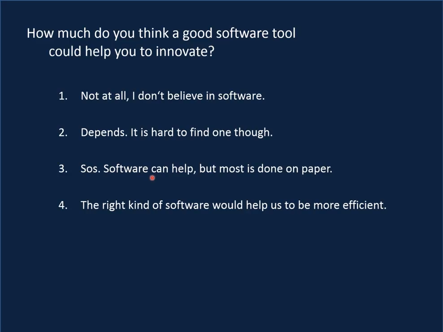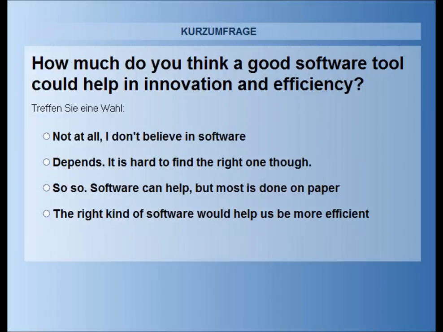Yeah, and this brings us to our next poll here. We would like to know your opinion about how much you think a good software tool could help you to innovate. Again, there are 4 answers. The first is not at all. You don't believe in software. Then you're somewhere in between. It depends. It's hard to find a good software though. Software can help, but most is done on paper. And the right kind of software would help us to be more efficient. So please give us your answers now.